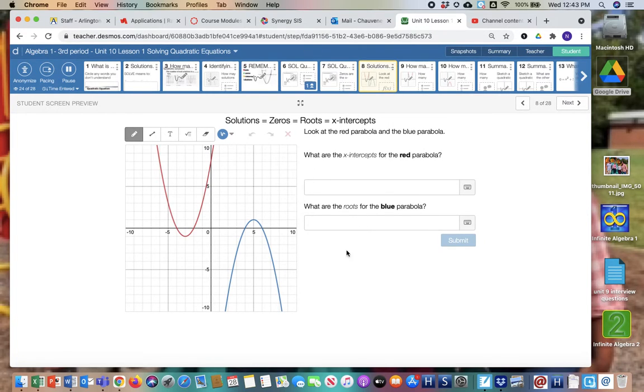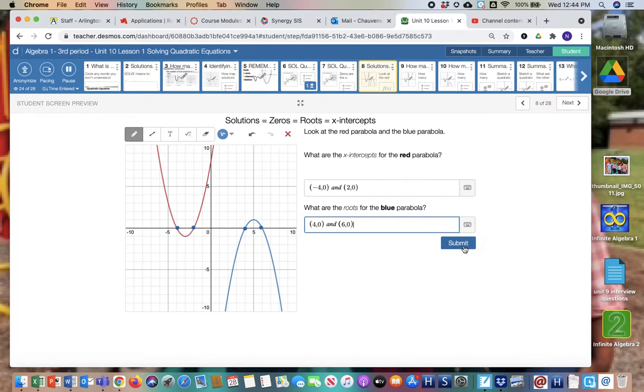Let's look at the difference between when you're asked for x-intercepts versus roots in terms of how you answer it. What are the x-intercepts for the red parabola? Here's one at -2, and here's one at -4. Since it asks us for x-intercepts, we have to write them like coordinate points. So we'd write, for instance, (-4, 0) and (2, 0). What are the roots for the blue parabola? What do we see here? That's at 4, that's at 6. So for the blue parabola, it's (4, 0) and (6, 0).